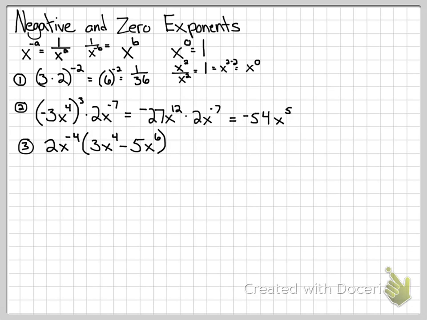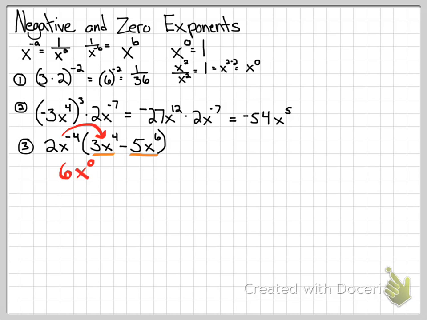Number 3 is a distribution problem. So notice that inside the parentheses, they are not like terms. 3x to the 4th doesn't have the same exponents as negative 5x to the 6th. So you can't combine like terms, so the only thing you have left to do is distribute. So when you first distribute 2x to the negative 4th to the first term, 2 times 3 is 6, x to the negative 4th times x to the 4th, which means I'm going to add the exponents, gives me x to the 0.